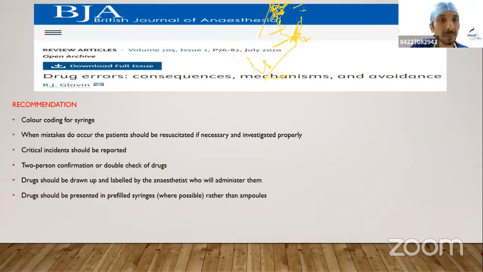Now, what are the BGA recommendations to avoid these drug errors? There should be color coding of the syringes. When mistakes happen, the patient should be resuscitated, investigated properly, and, more importantly, it should be reported. Critical incidents should be reported. Confirmation or double checking of the drug should always happen. Drugs should be drawn up and labeled by the anesthetist who will administer them, and drugs should be present in prefilled syringes rather than in ampoules.